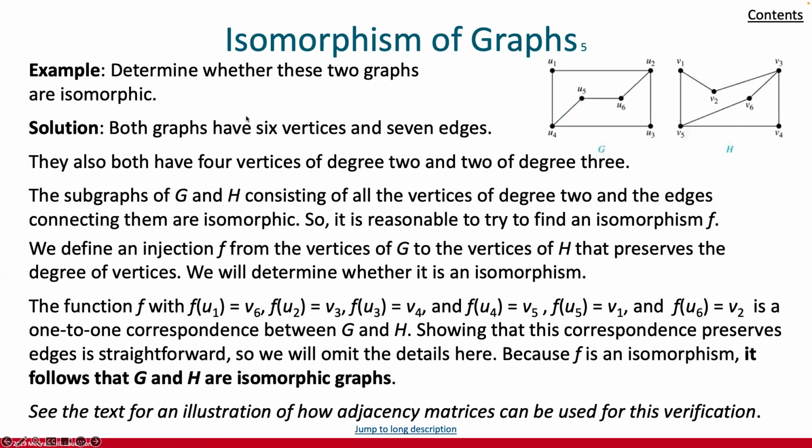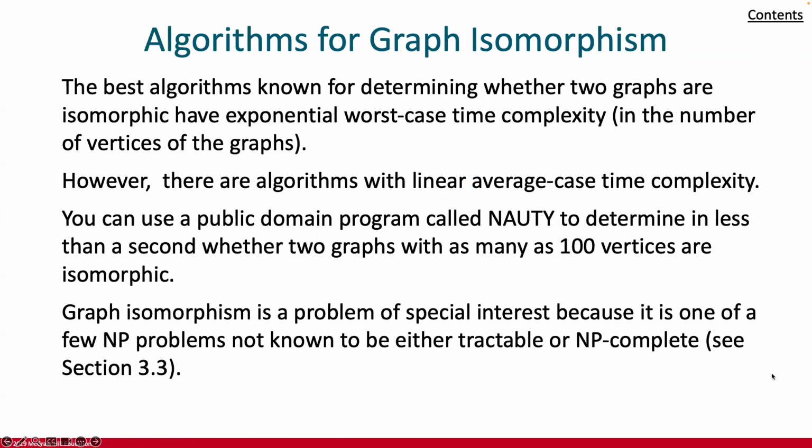Here's another example. Determine if these two are isomorphic. In this case we have that G and H are isomorphic graphs. And once again, you can pause this video, or even better, spend some time in Rosen and go through that. There's also more information in Rosen that will help you think through this.